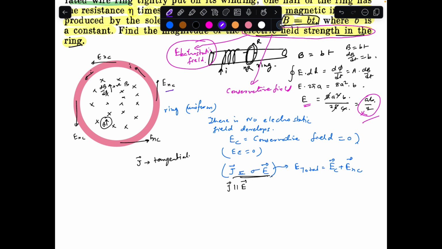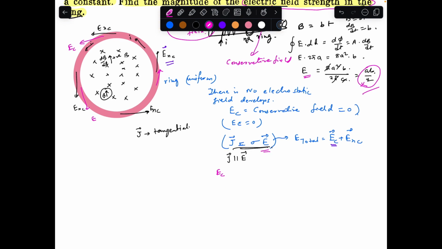So I have found that one is the non-conservative electric field, which is tangential. That is the induced electric field. Now, what about the conservative field? The conservative field also has to be in that direction. Either it has to be tangential in this direction, or it can be antiparallel. So from this relation I can say 100% sure that E conservative, EC, must be tangential.